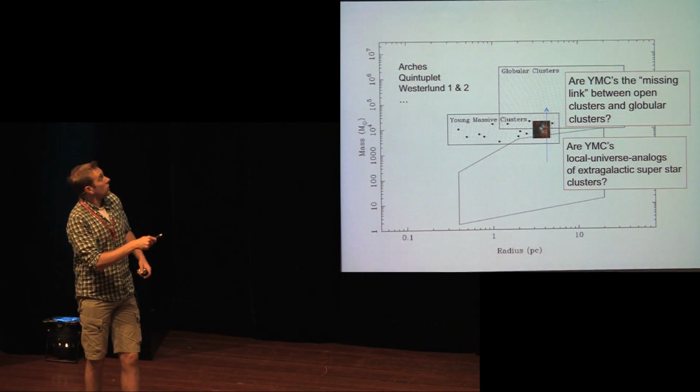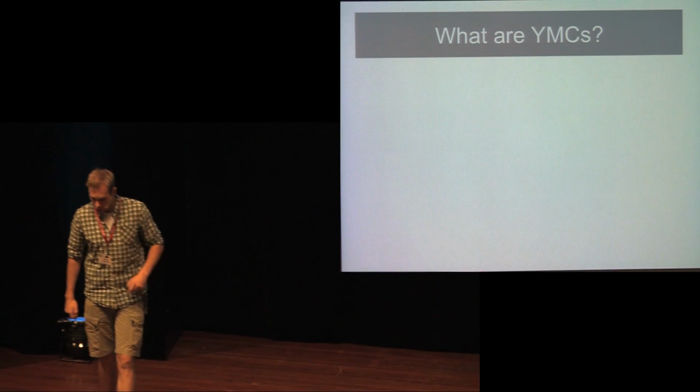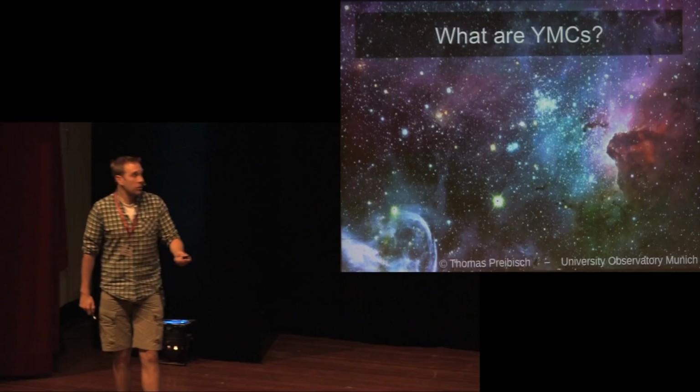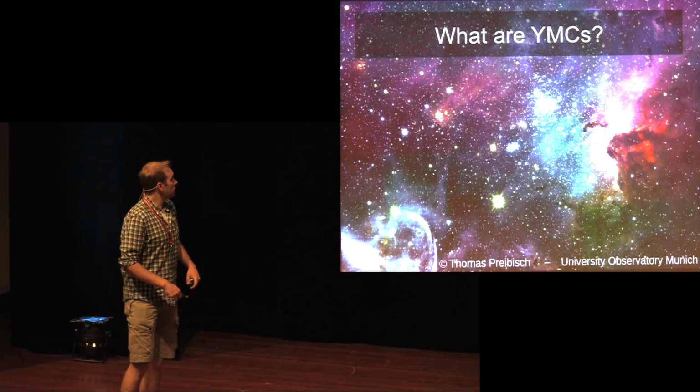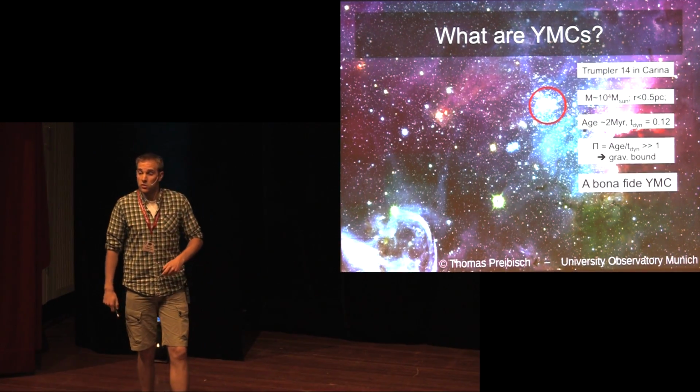Or are they local universe analogs of extragalactic superstar clusters? So, what are they? That's a bit of a vague definition. It always helps to look at something to know what you're talking about. This is a beautiful image of Carina from Thomas Preibisch, his group, in the near infrared. And this is Trumpler 14.